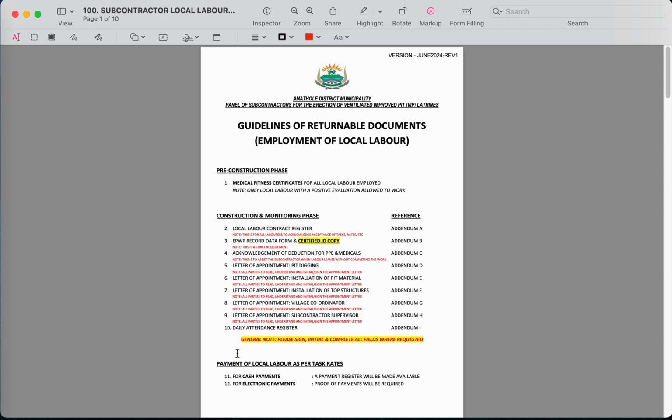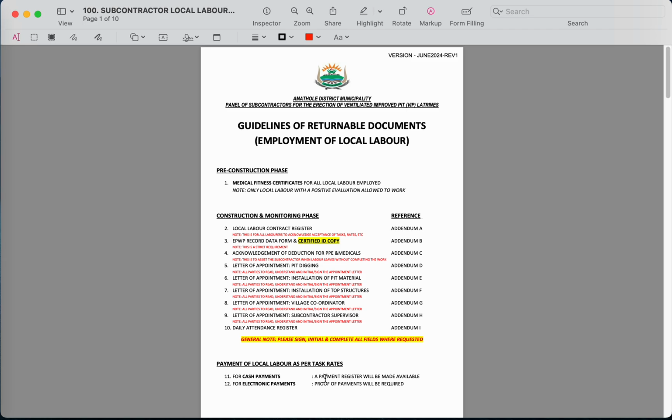Just a general note: please sign, initial and complete all fields where required. And then a very important point here: payment of local labor per task rate. In terms of the amount which local laborers are supposed to get, it's stipulated in your SLA, which I'm pretty sure, if you are getting this document, you would have already received your SLA copy. It's inside there. For cash payment, a payment register will be made available.